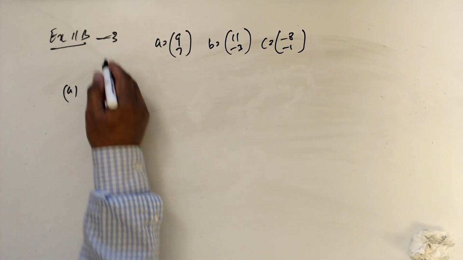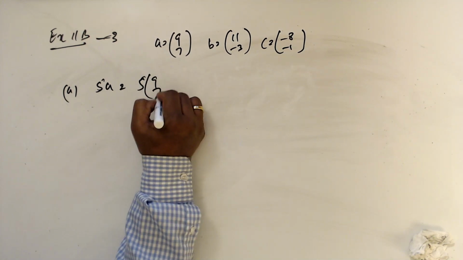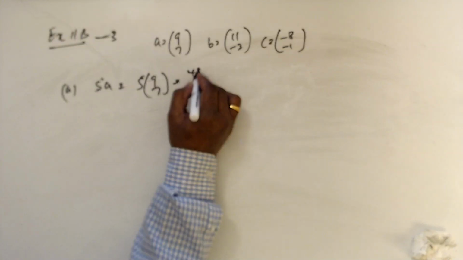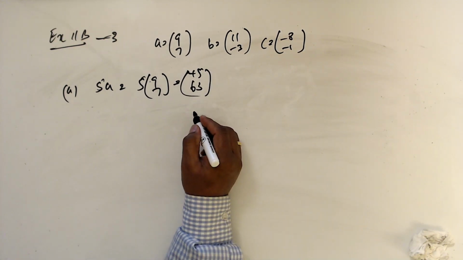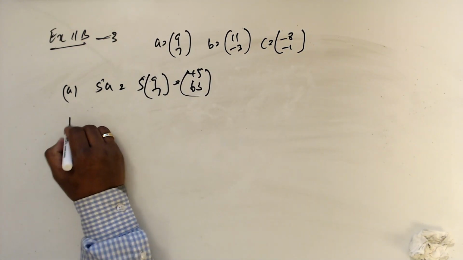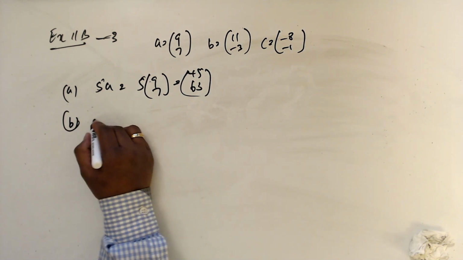Question number 3. 5a, 5 times 9 7, 45 and 63. B minus half a c.